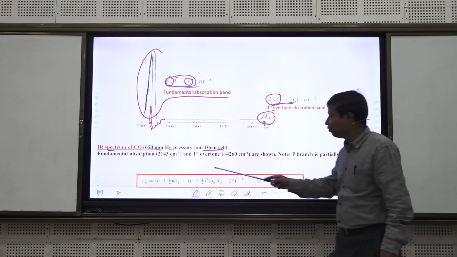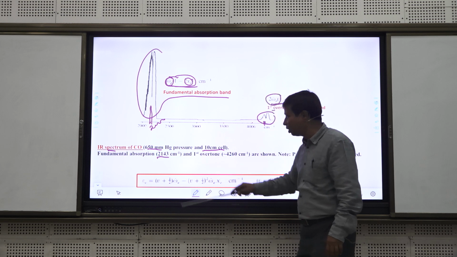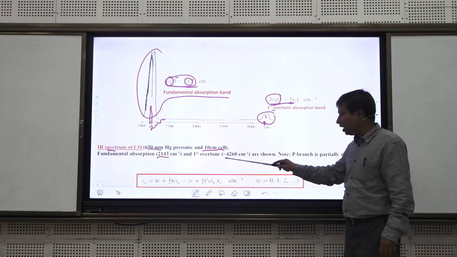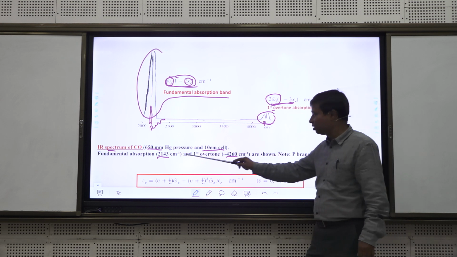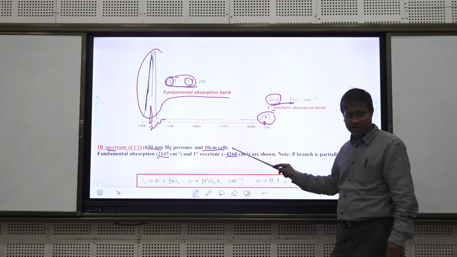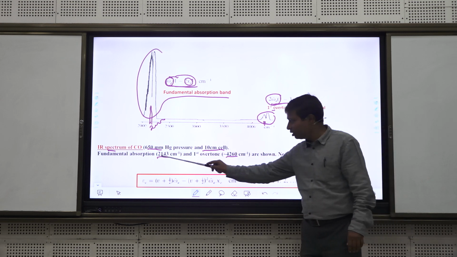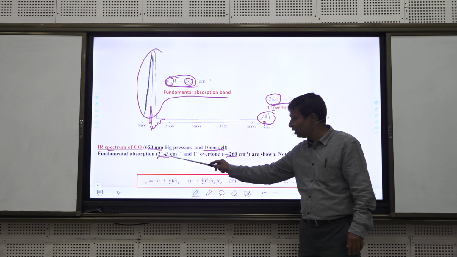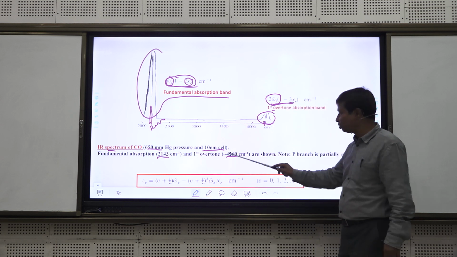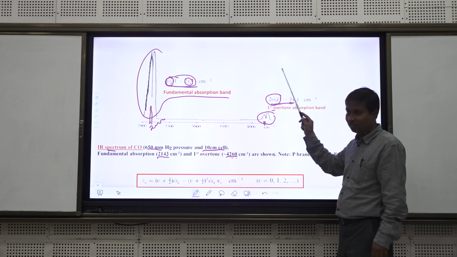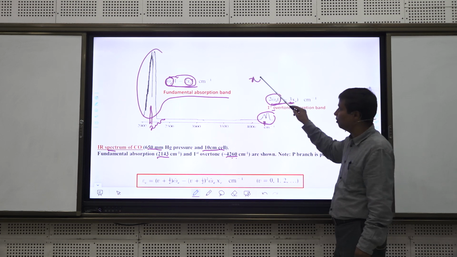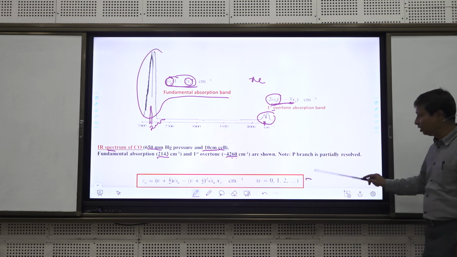So the fundamental band is seen at 2143, and the first overtone is seen at 4260, which is close to the double of this one. This double means 4286. So it is 4286 minus some amount of that Xe value. That is based on this expression.